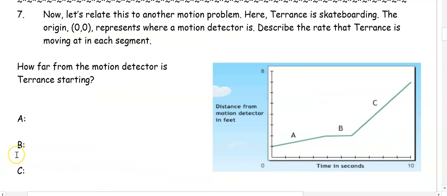So now let's look at a graph that's already done for us. So here, Terrence is skateboarding. The origin is 0, 0. This represents where the motion detector is placed. So if we look at this, it means he's 1 foot away from it. We want to describe. So in A, he's moving slowly, but it is a steady rate because it's a straight line. At B, he is stopped. And then at C, he is moving at a fast and steady rate.